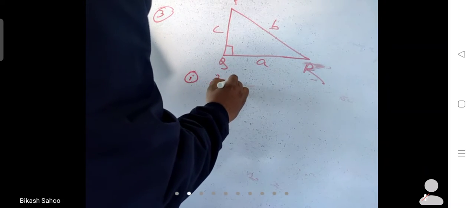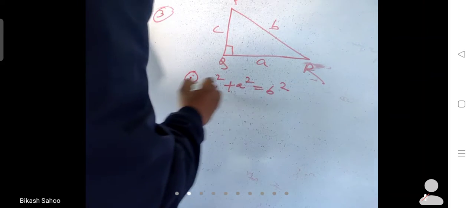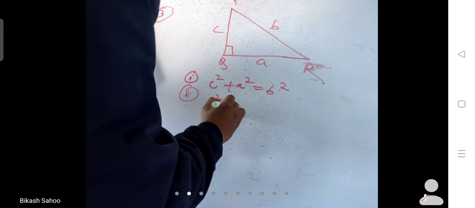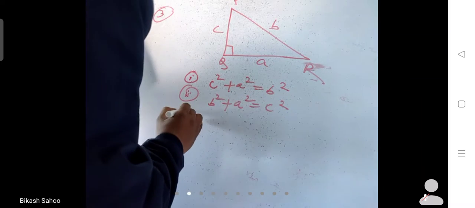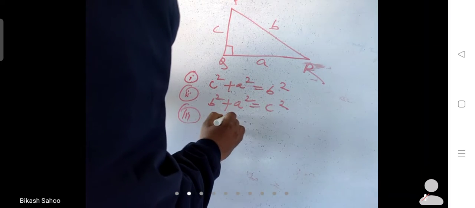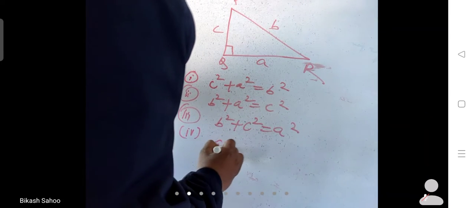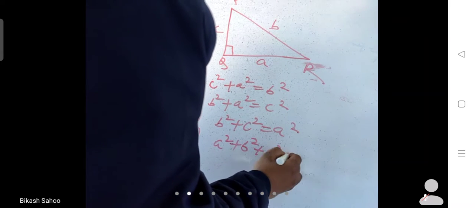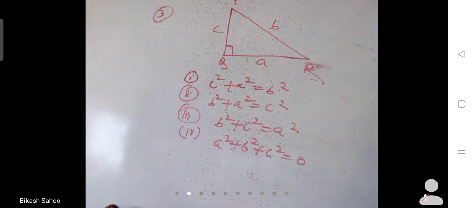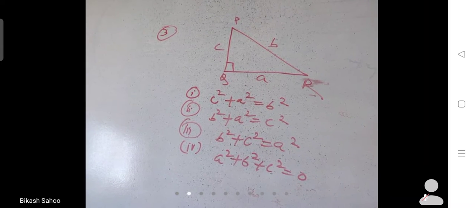Option 1: C square plus A square is equal to B square. Option 2: B square plus A square is equal to C square. Option 3: B square plus C square is equal to A square. Option 4: A square plus B square plus C square is equal to 0. Which option is correct for the PQR right angle triangle? Option number 1 is correct. So you explain me how option number 1 is correct.